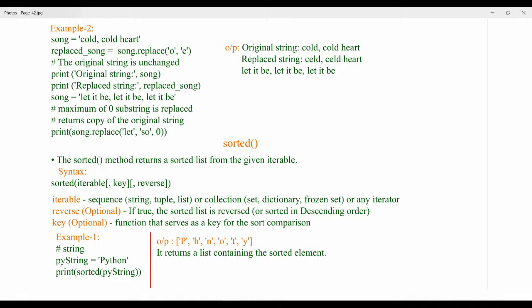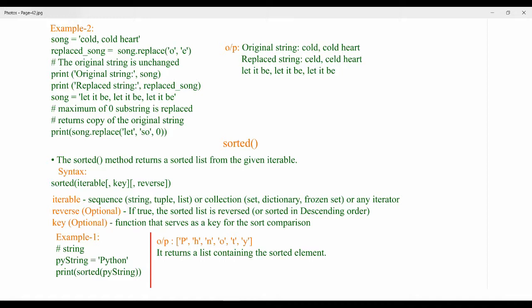Here, iterable means any element which can be iterated. That means I can iterate over a string, a list, a tuple, a set or a dictionary. Whenever you can iterate over a variable, you can sort that variable. The sorted method returns a sorted list from a given iterable. So the return type of my sorted method is a sorted list.